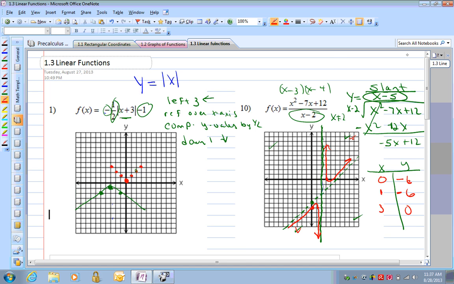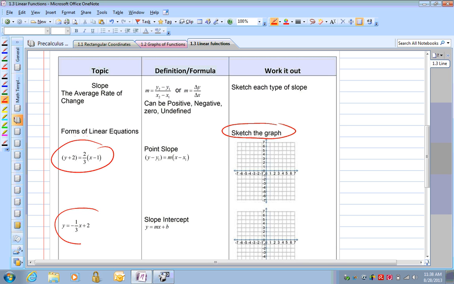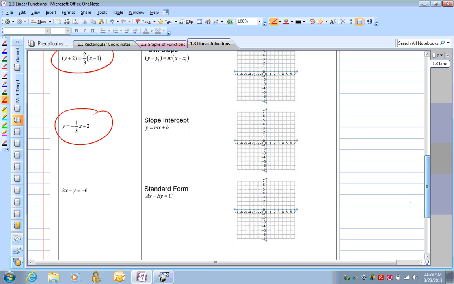Go Bearcats. All right, the last thing we're going to do is start our notes on 1.3. The first big part of this I'm going to have you do because this is really a big amount of review skills. So I'm going to go over the average rate of change. I've got the formulas here. We've already talked about that once. I've got several forms of linear equations. I've described those, and your job is to go through, write all this out in your notes in your spiral, and sketch these graphs.